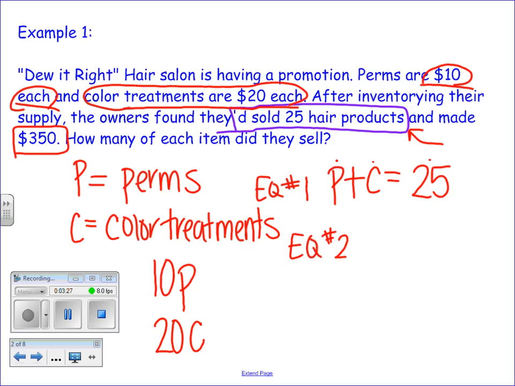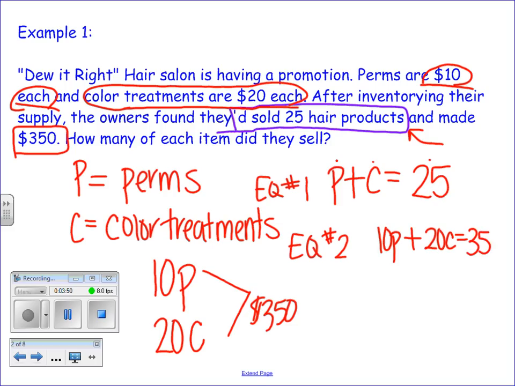Now I'm going to take these two bits of information and combine them with the fact that I made $350 that month, or however long it was for. So if I made a total of $350, I'm going to say $10 for my perms plus $20 for my color treatments equals the $350 that I earned total. So this right here makes my two equations for my system. And I could solve this and figure out exactly how many perms I sold and how many color treatments I did.